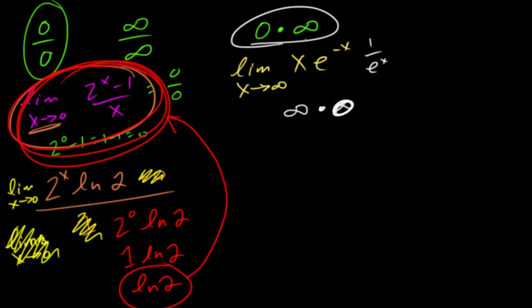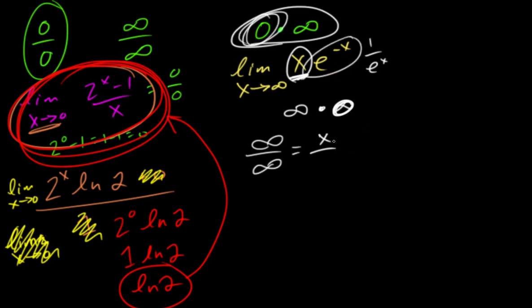Now, if we have that situation, we want to convert to infinity over infinity form, is what it's called. To do that, we take our thing that went to infinity, which was x, keep that on top, and then the thing that went to 0, we put that on the bottom. And so we could view it as infinity over infinity, because e to the infinity is just going to blow up and go to infinity.